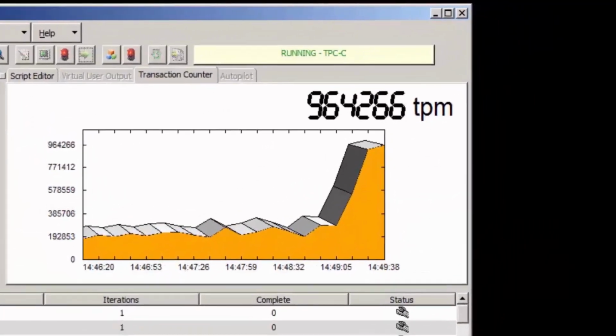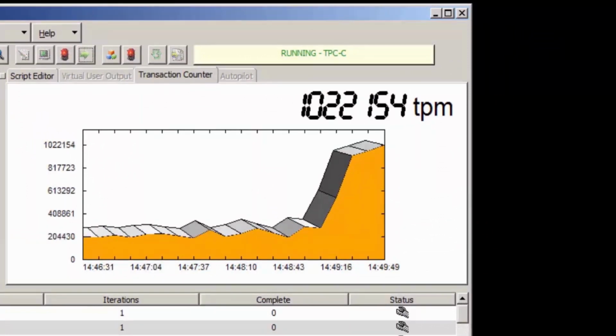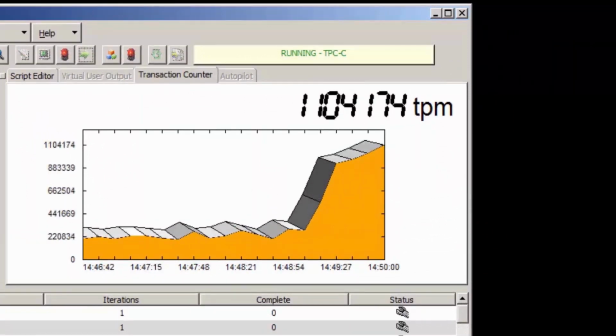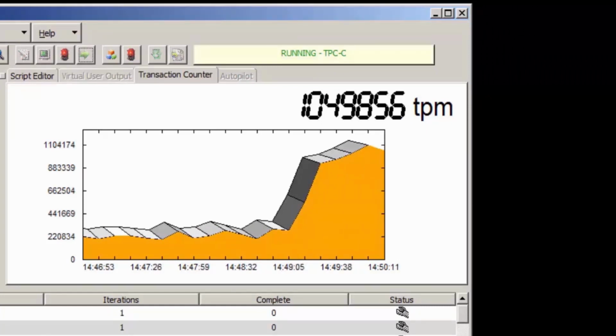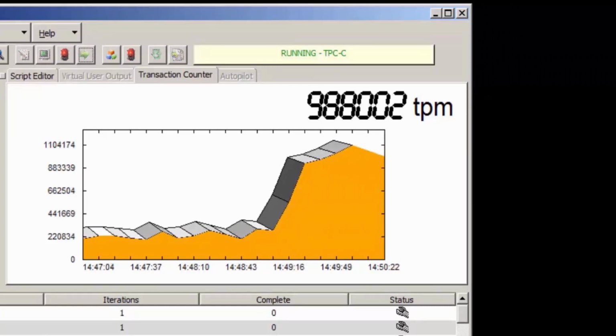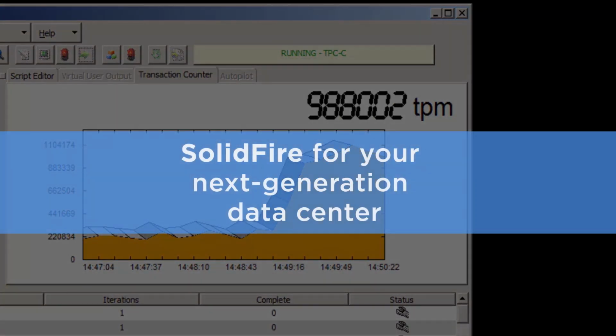As you can see, the database, which had been humming along at around 200,000 transactions per minute, sees the added performance and jumps up to 1 million transactions per minute instantly. This is the power of SolidFire, real-time flexibility and resiliency to scale applications in the next generation data center.